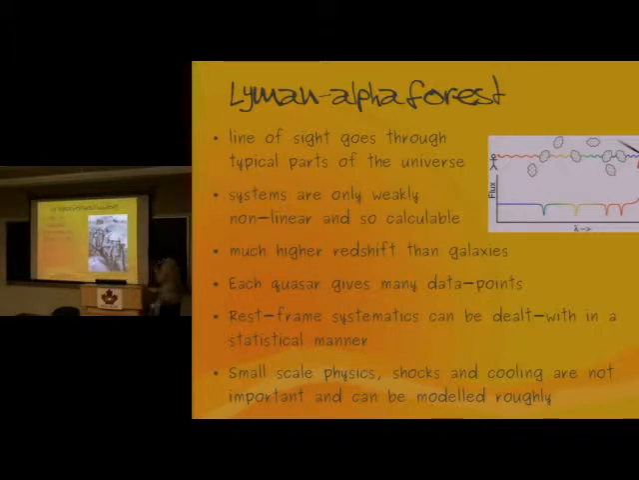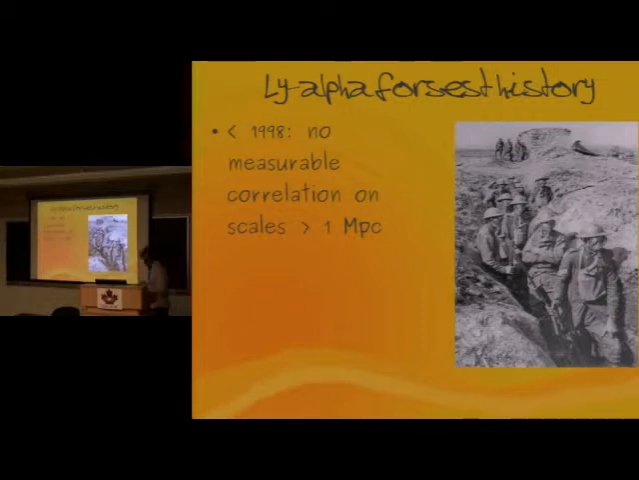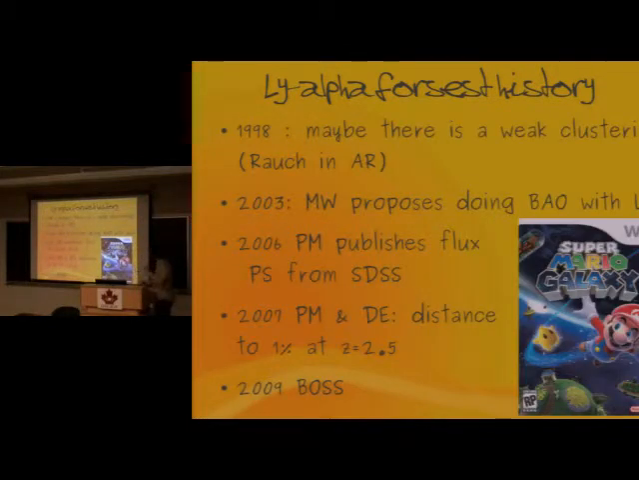So what's the history of the Lyman-alpha forest? In the past, even before 1998, people said that there was no measurable correlation on scales bigger than 1 megaparsec. And the reason was that people thought of these absorbers as being essentially individual objects that have not completely decoupled from the universe, just randomly scattered through the universe, and they absorb this light. Now, in 10 years, the field has progressed amazingly. So already in 1998, there was the claim by Rauch in Annual Reviews of Astronomy that maybe there is a weak clustering. And then in 2003, Martin White, in a crazy conference proceeding, proposes doing baryonic acoustic oscillations with Lyman-alpha, which at the time sounded completely wacko.